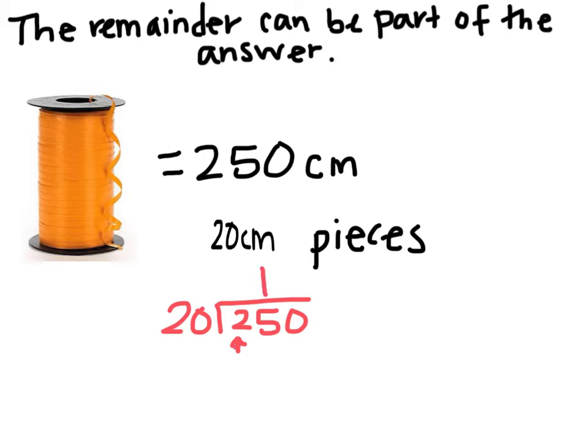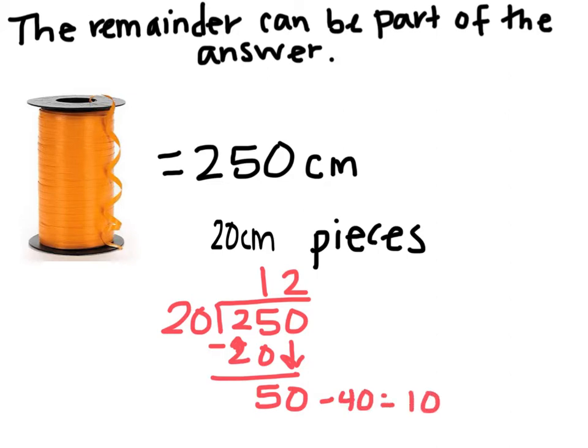1 times 20 is 20. Subtract that out, we have 5. Drop down our ones place. How many times will 20 go into 50? It'll go in twice. 2 times 20 is 40. Sorry, we've run out of room here. Leaving us with a remainder of 10. Using this one problem, we've actually answered both parts of the question. Rena cut 12 20-centimeter pieces, and the remaining bit of ribbon was 10 centimeters long.